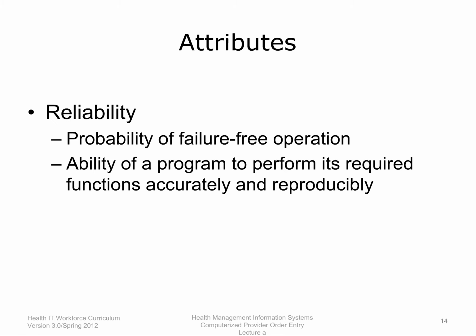Slide 14. CPOE also needs to be reliable. The U.S. Food and Drug Administration's glossary, as cited in Booth, 1993, includes the following definition of software reliability. 1. The probability that software will not cause the failure of a system for a specified time under specified conditions. The probability is a function of the inputs to and use of the system in the software. The inputs to the system determine whether existing faults, if any, are encountered. 2. The ability of a program to perform its required functions accurately and reproducibly under stated conditions for a specified period of time. Booth, 1993.